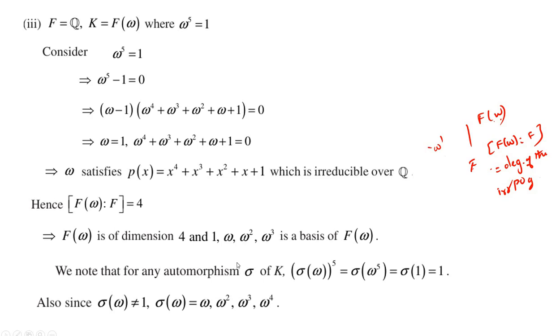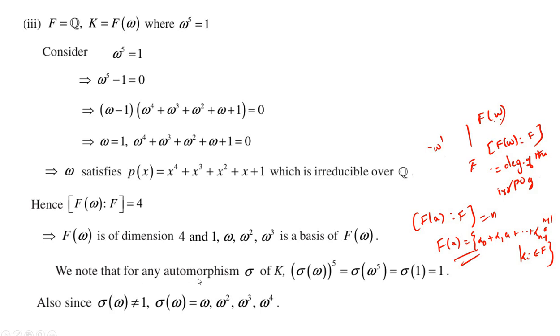When we consider F(a), the degree of F(a) over F being n means what? How have we described this F(a)? It is alpha naught plus alpha 1 a plus and so on, alpha n minus 1 a to the power n minus 1, where the alpha i's are in F. The same thing here: in the place of a you have omega, in the place of n you have 4. So 1, omega, omega square, omega cube will be a basis of this.